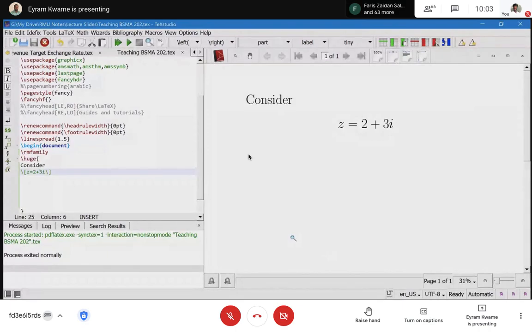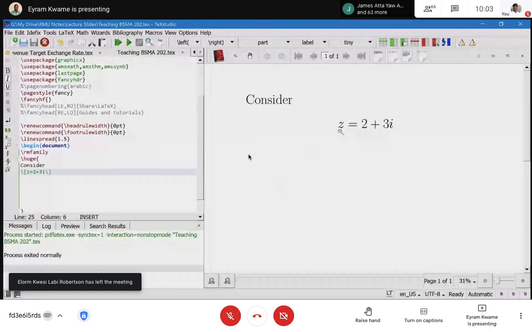Electricals, most of your textbooks will reserve this i for current. Electricals, you don't use i, you use j for the imaginary part of a complex number.